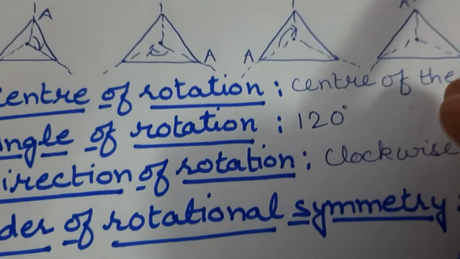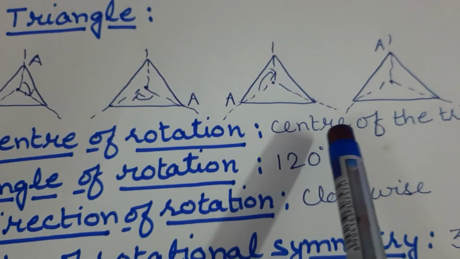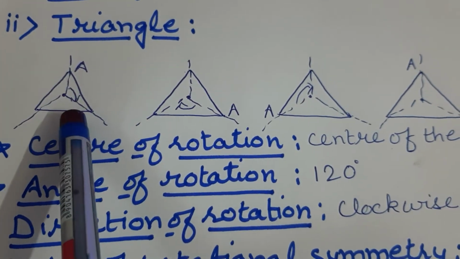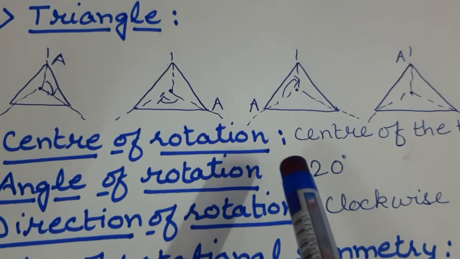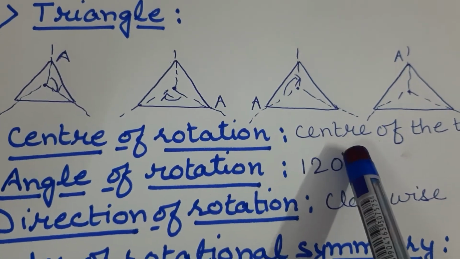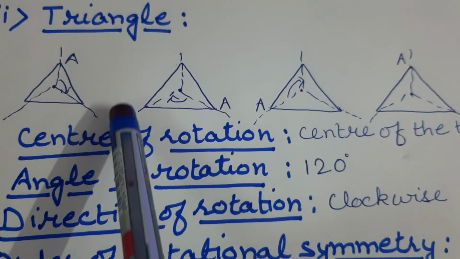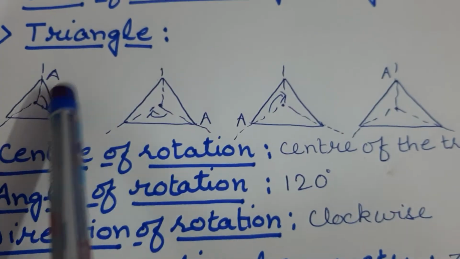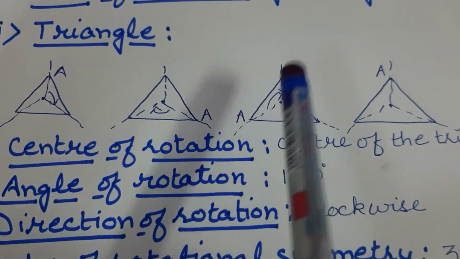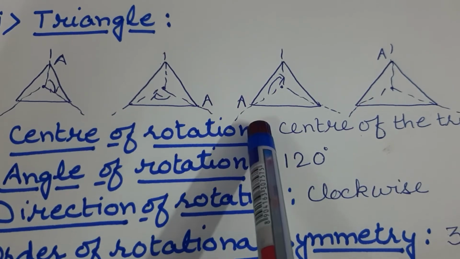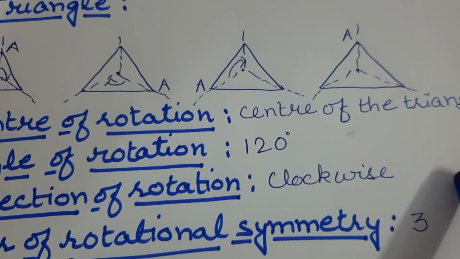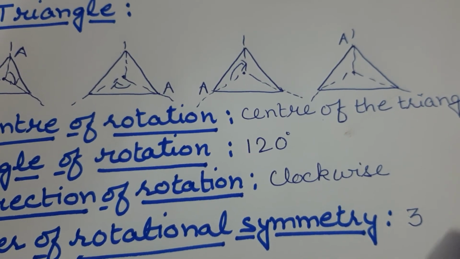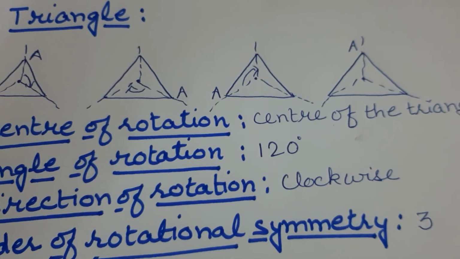Okay, so again we will discuss the 4 terms. Center of rotation is the center of the triangle. Angle of rotation means at what angle it is being rotated, so that is 120 degree. Direction of rotation, again clockwise. Order of rotational symmetry is 3. If you want to find it without drawing the picture, that is 360 degree divided by 120 degree, so you will get 3.